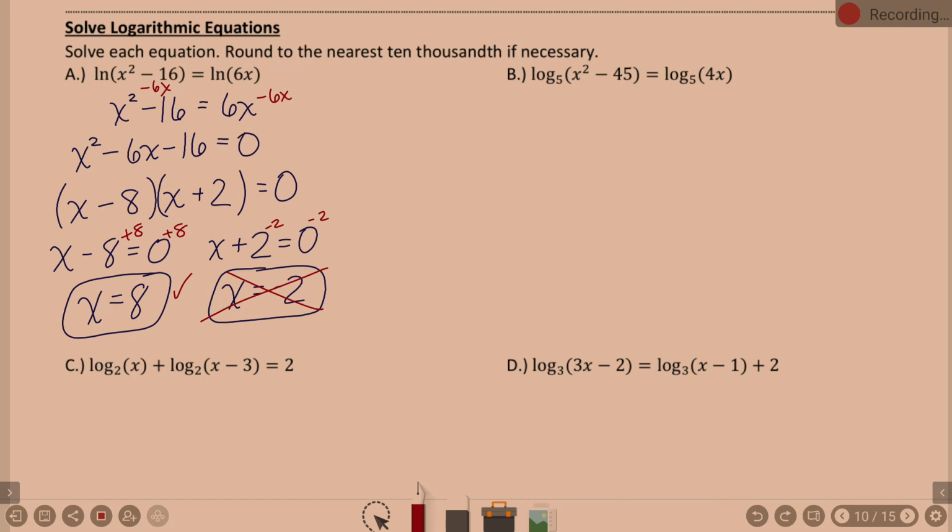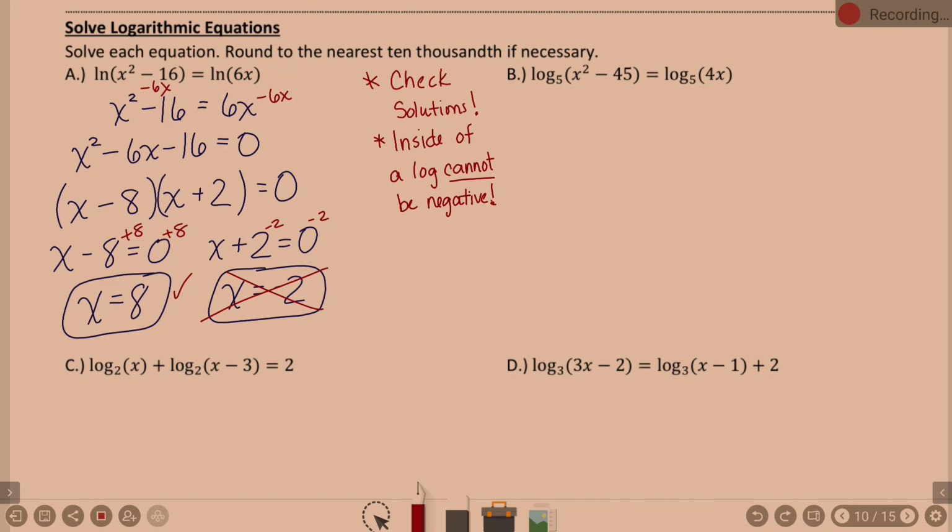Okay? And I will even put that. Check solutions. Inside of a log cannot be negative. Okay? There's your reminder.